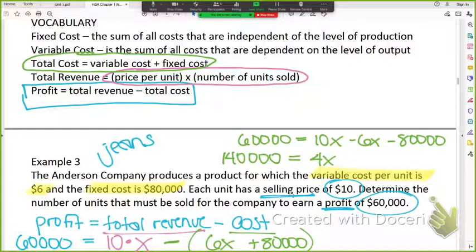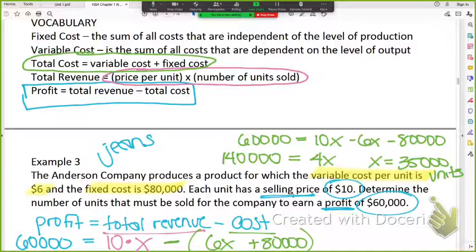Last but not least, we divide. So when we divide 140,000 by 4, I don't actually know what that is off the top of my head. 35,000. And then technically this is units. I made up that we were making jeans, but in order to make a $60,000 profit, you have to sell 35,000 units of whatever you're making after all is said and done.